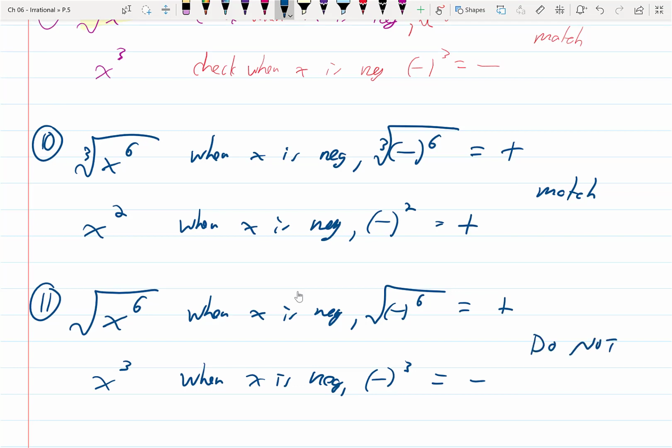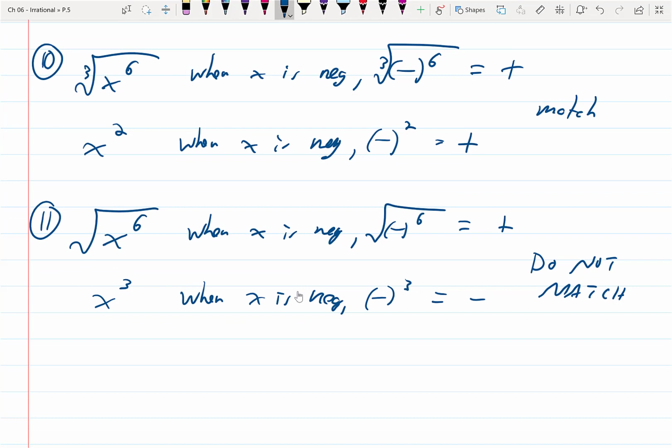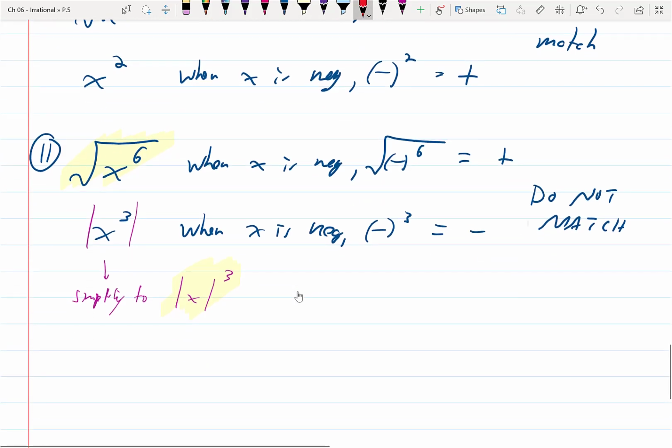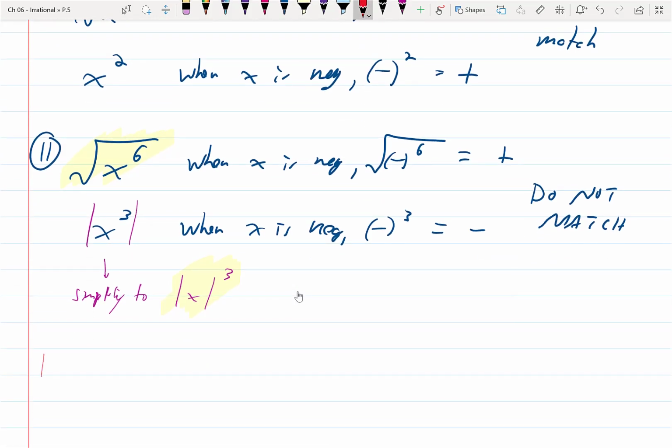They do not match. So to force it, I can't make the positive be negative, but I can make the negative be positive. What I can do is do an absolute value, which I really should simplify to the absolute value of x cubed. So that is true. The simplification of the square root of x to the 6th is the absolute value of x cubed. Again, a little trickier than you may have wanted.